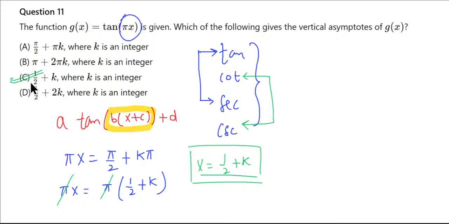Any questions so far, guys? We have done 11 questions. Is everything making sense, or do you want me to go back to a particular question and probably explain it again? I can do that.